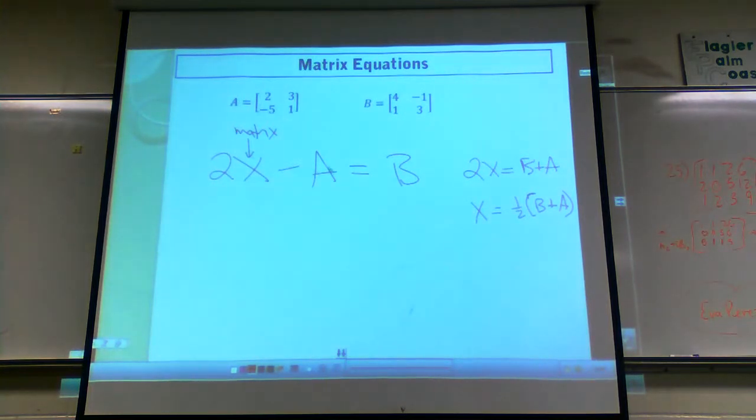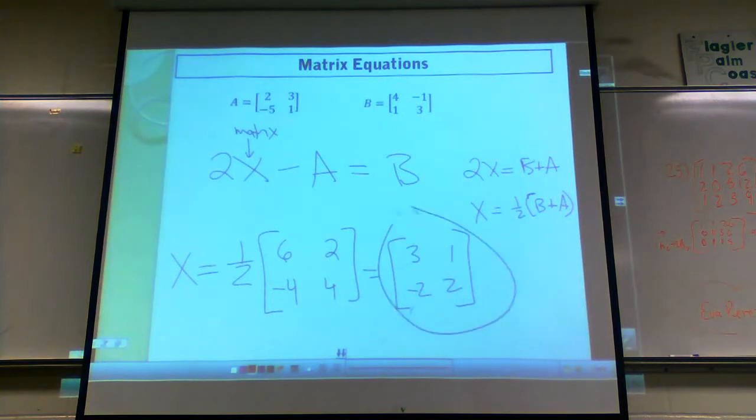All right, so one half, what do I get when I add those two together? What is A plus B? 6, 2, negative 4, 4. Yeah. And then half of that is 3, 1, negative 2. That would be it.